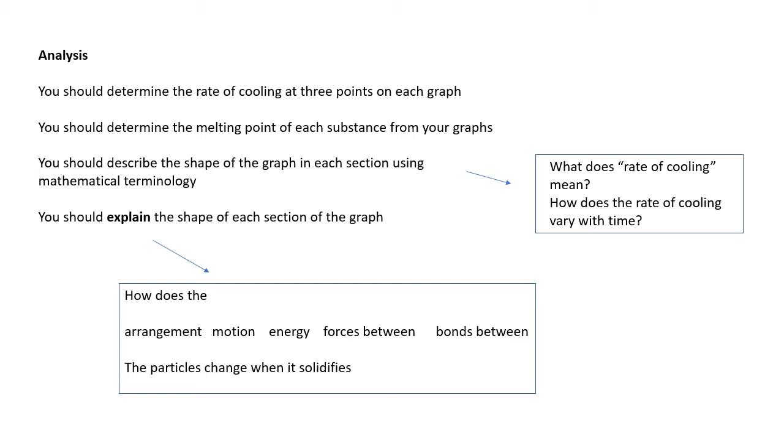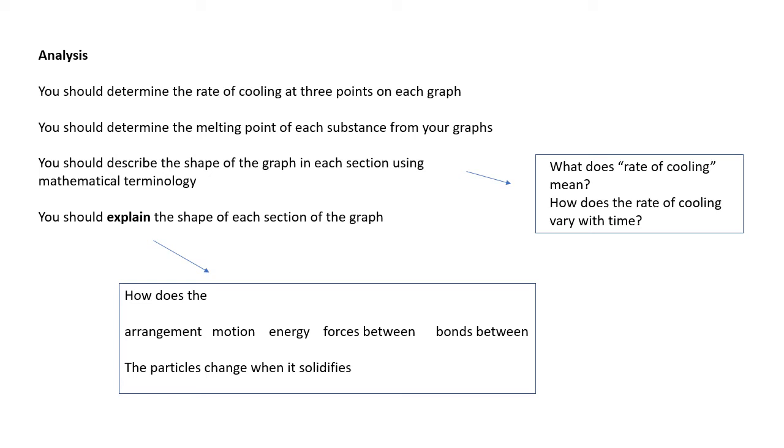You should determine the melting point of each substance from your graph. You should describe the shape of the graph using mathematical terminology. Now, what I'll say for there is rate of cooling. When you're explaining the shape of section 1, section 2, section 3, talk about the rate of cooling. What's happening to the rate of cooling?